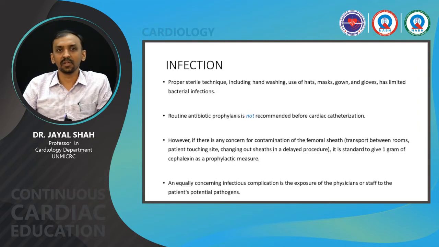Another important complication is infection. So proper sterile technique including hand washing, use of hats, masks, gowns and gloves has limited the incidence of bacterial infection. Routine antibiotic prophylaxis is not recommended before catheterization. However, if there is any concern of contamination of the femoral sheath, it is standard to give 1 gram of cephalexin as a prophylactic measure. Equally concerning infectious complication is exposure of physician or staff to the patient's potential pathogens.